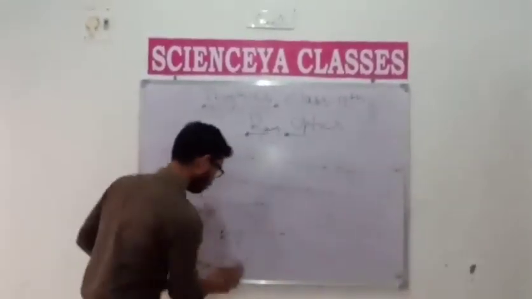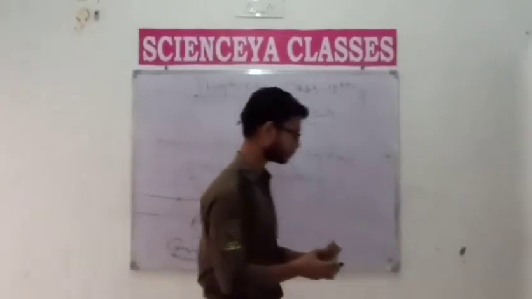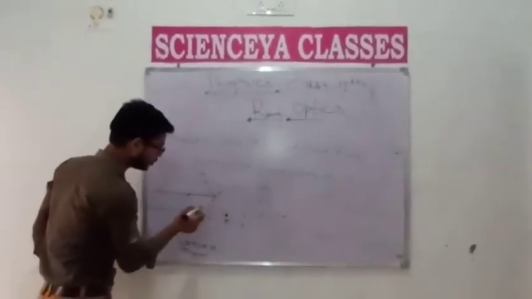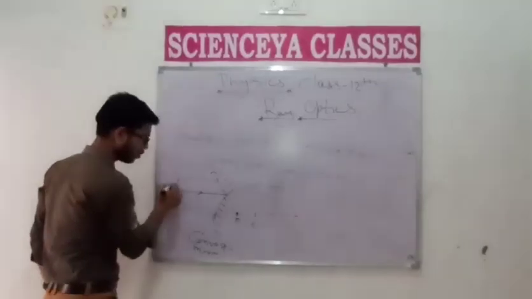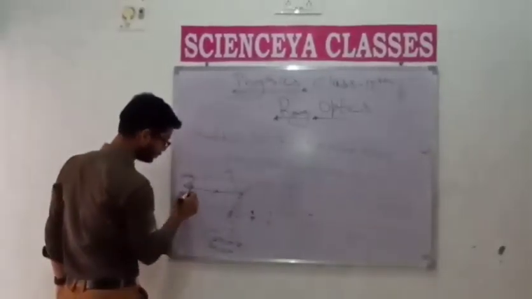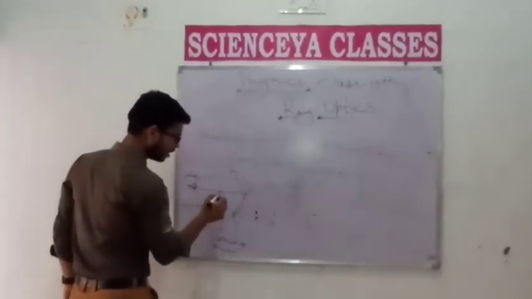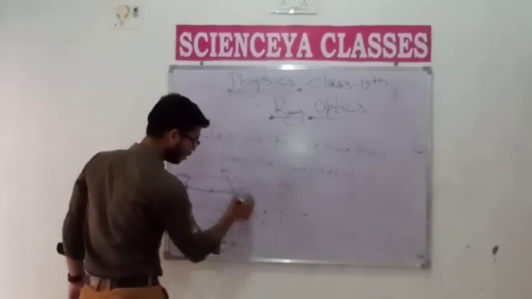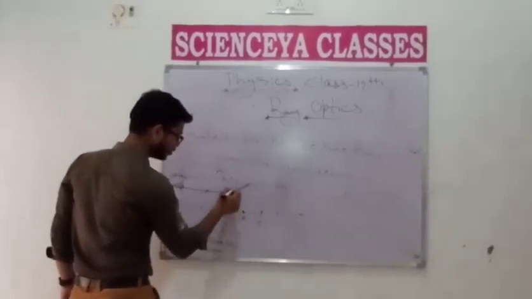Okay, student. So in this case, the ray must be passing through the focus, and the second ray, let us suppose, is passing through the center of curvature. Okay, student, like this way.